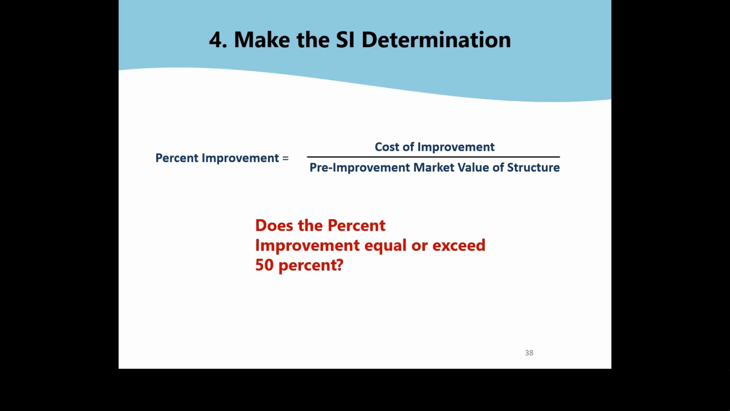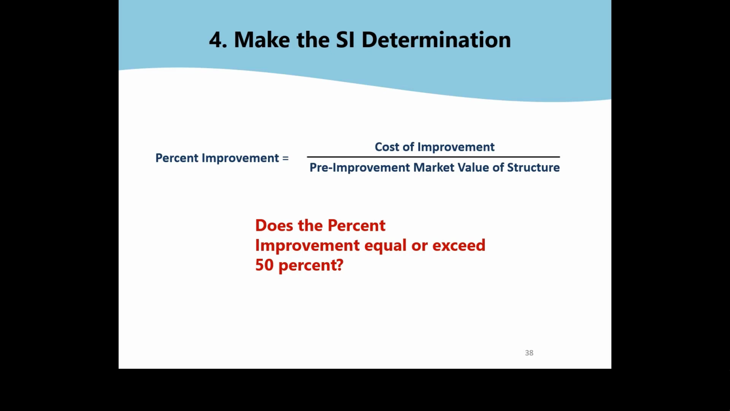So in the end, you're taking your total cost of those improvements and dividing by the market value. I forgot to mention that the market value of the structure should be the pre-improvement value. So the market value of that structure before you make those improvements is what you need to be looking at. You compare those costs and then you come up with your percentage. Does that percentage equal or exceed 50%? If it does, then it's considered a substantial improvement. If it doesn't meet that 50%, then it's not considered a substantial improvement.